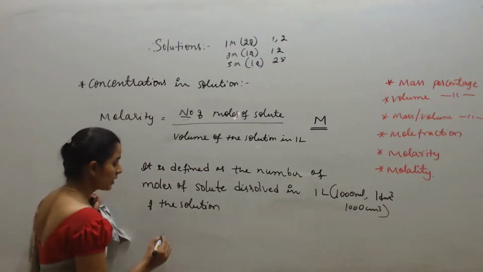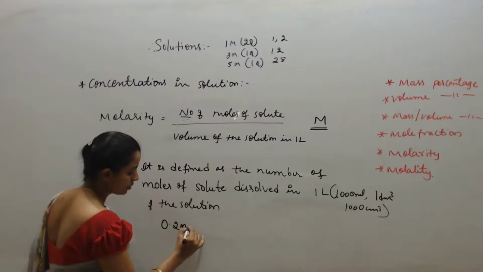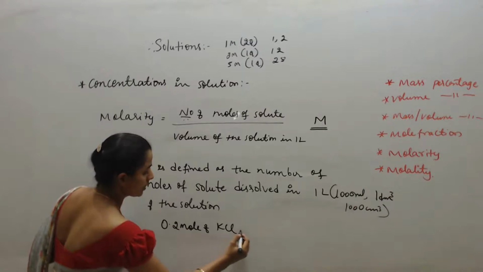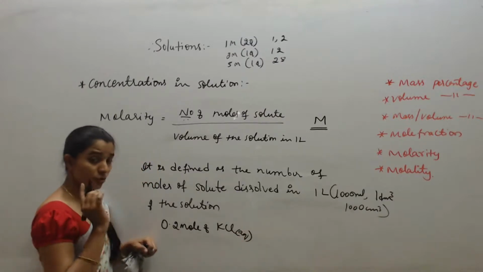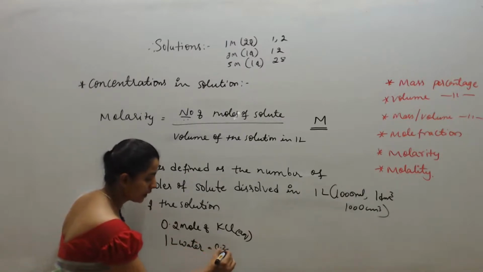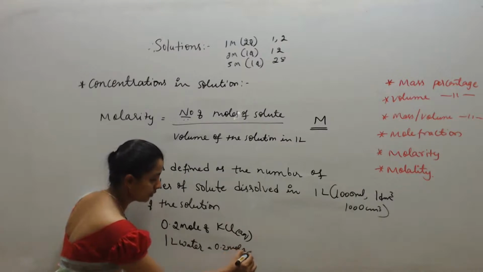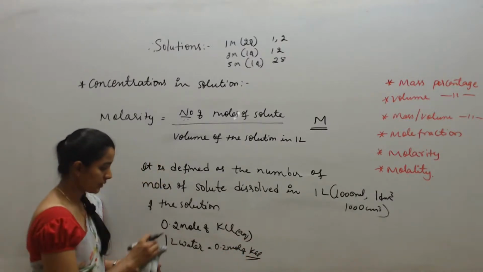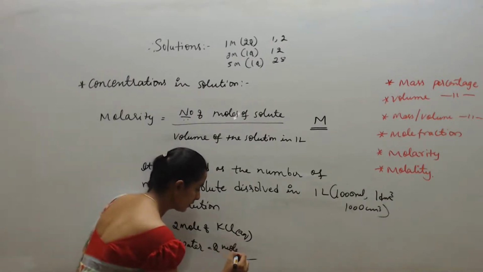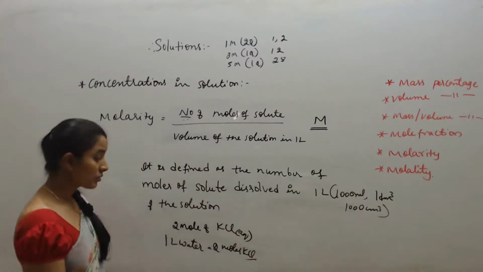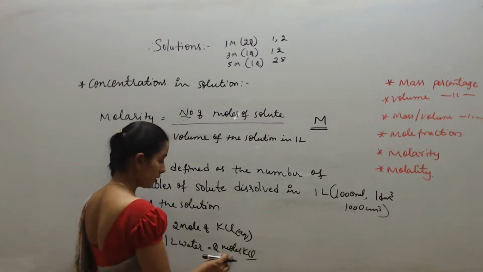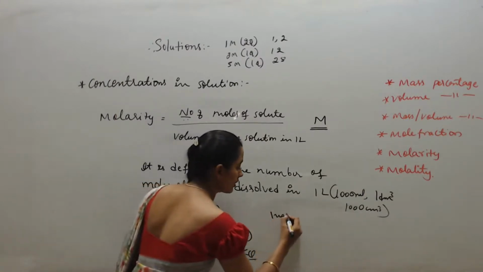So for example, students, if we have 0.2 moles of KCl in aqueous solution, so in 1 liter of water 0.2 mole of KCl is dissolved. I will take 2 moles. I will write 2 moles of KCl is dissolved. So KCl means, you know how many grams are in 2 moles? So 1 mole of KCl is equal to how much?